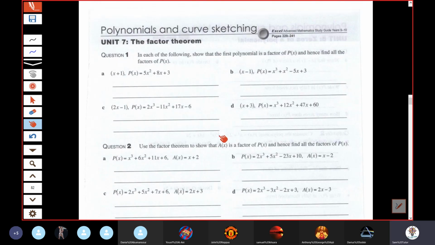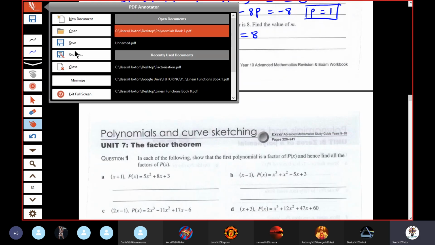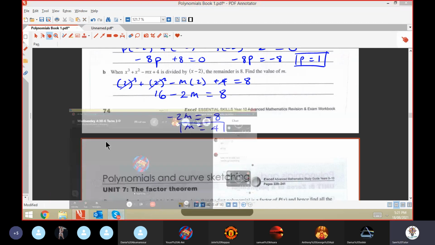All right. That's the remainder theorem done. Let's do the next bit. So let's stop that video then, if there's no questions.